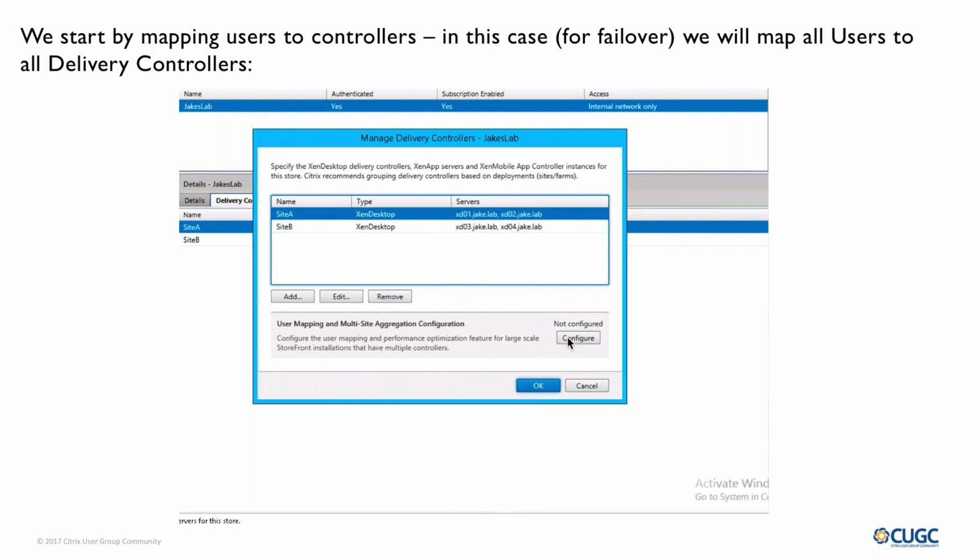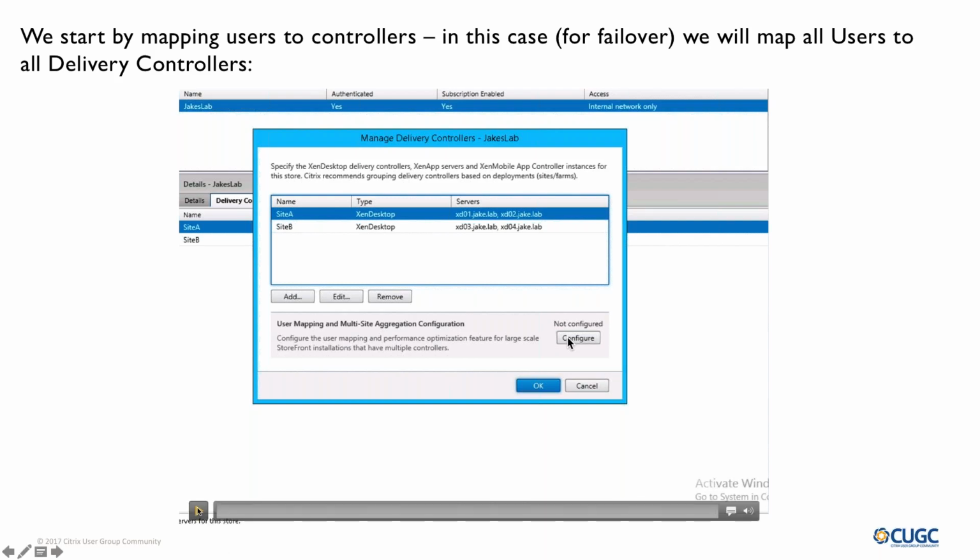What I want to do is have it so that if I have a failure in site A and I lose that Citrix farm, I can launch applications out of site B without having to do anything major that would cause disruption to my users. So this is the controller mapping part we need to do within StoreFront.